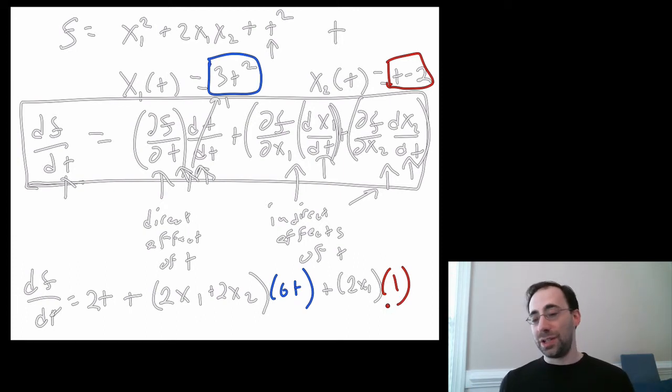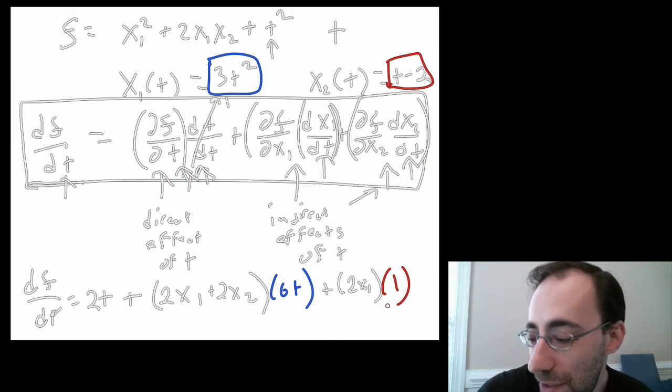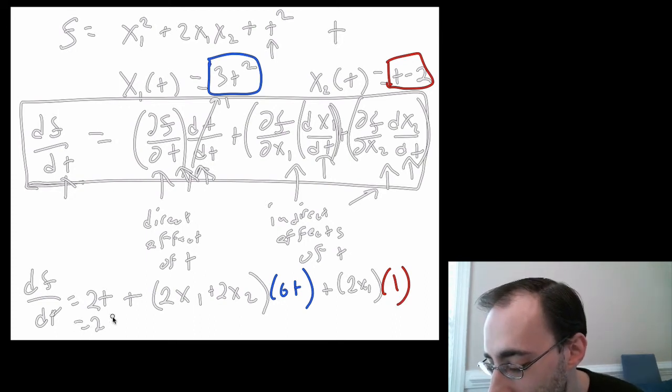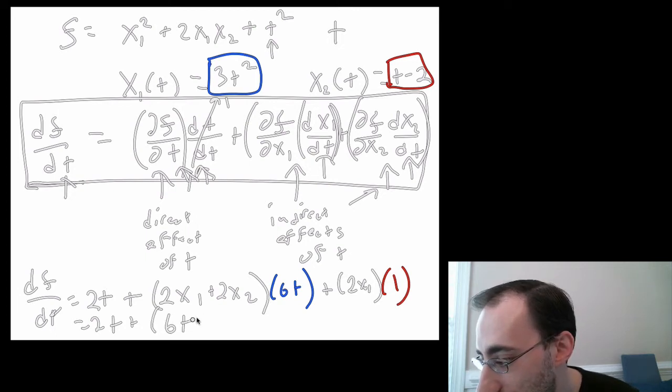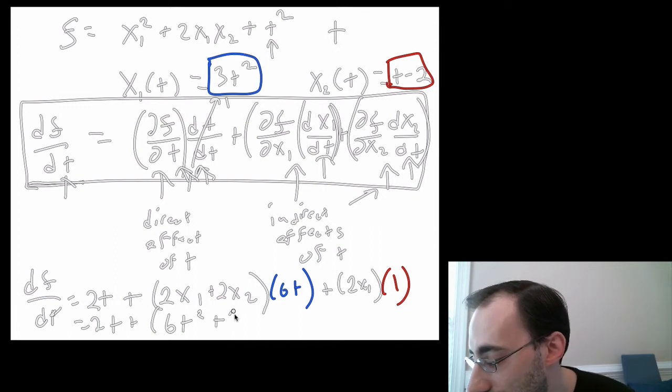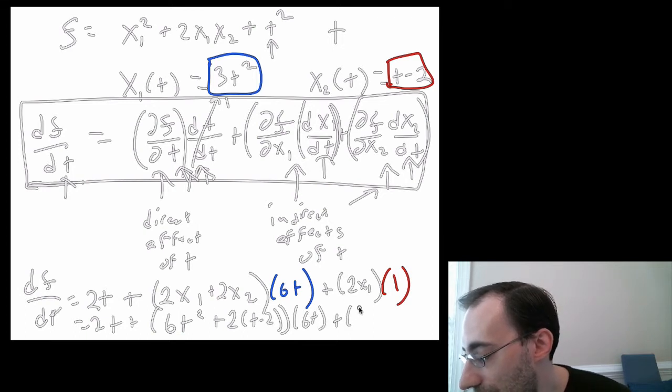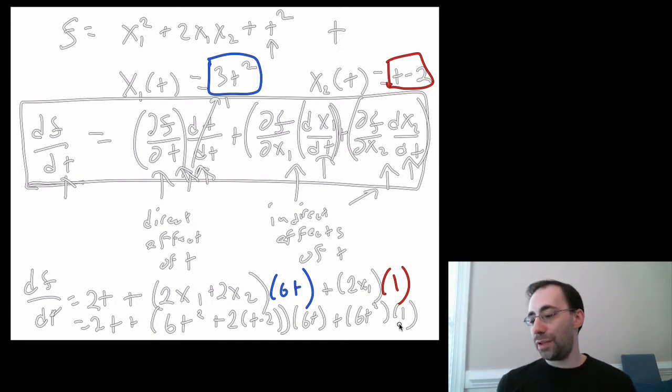Now this isn't quite finished because we still have x1s and x2s in there. We don't want the x1s and x2s. So what we can do is plug back in at the very end. 2x1 is 6t squared. 2x2 is 2t minus 2 times 6t. And 2x1 again is 6t squared times 1. And if you had more room, we could go through and simplify this and put all the t's together. But the upshot is, that's it.